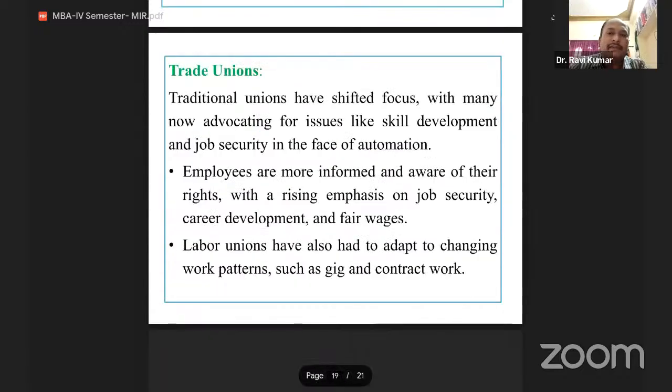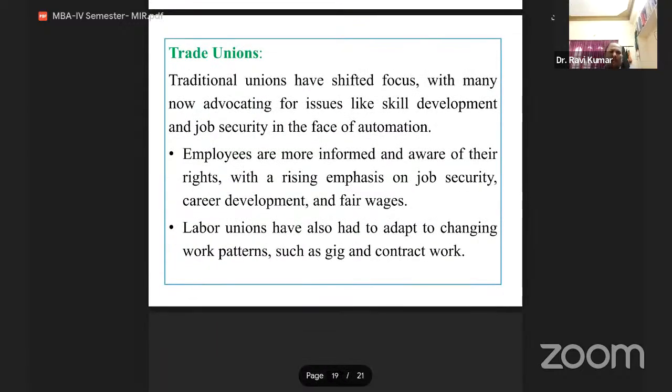Trade unions. We have seen that traditional trade unions have shifted focus, with many now advocating for issues like skill development and job security in the face of automation.